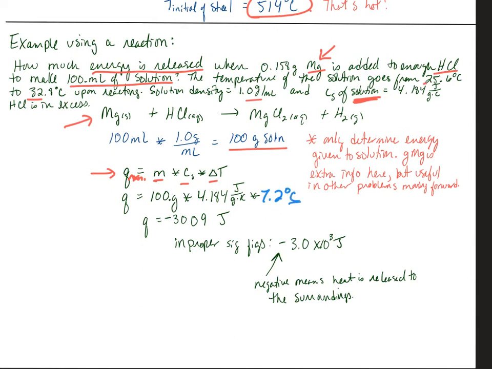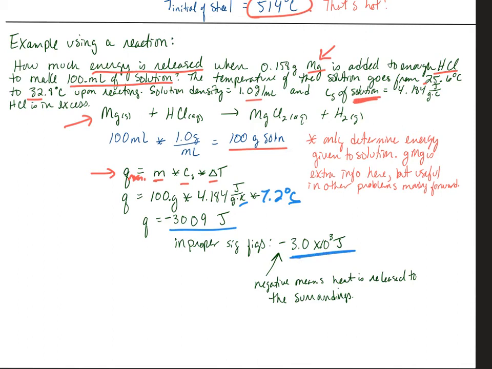Again, Celsius and Kelvin in this case can cancel out. You could call that Kelvin instead of Celsius. That's totally fine. So you should get around 3,000 joules. Second time I calculated that, I got 3,012. But it doesn't matter because with proper sig figs, it should be just two significant figures.